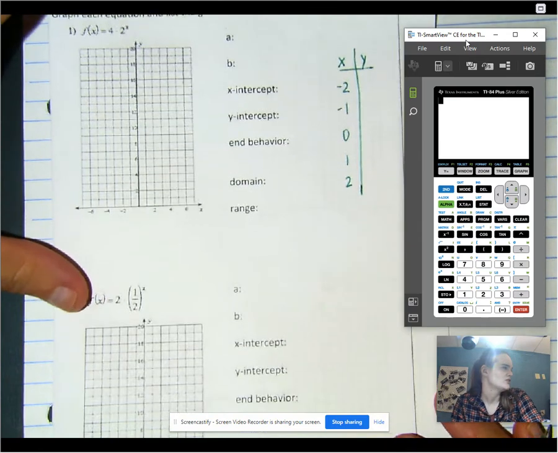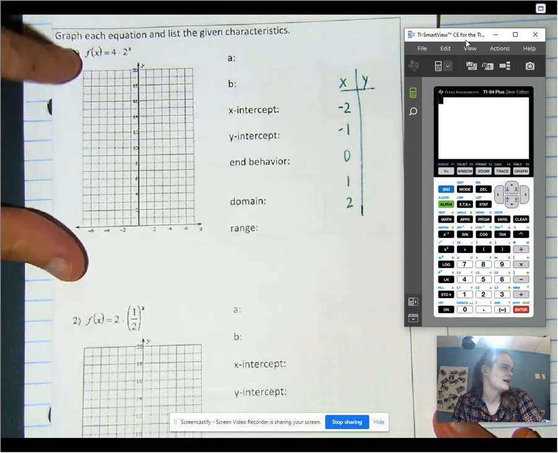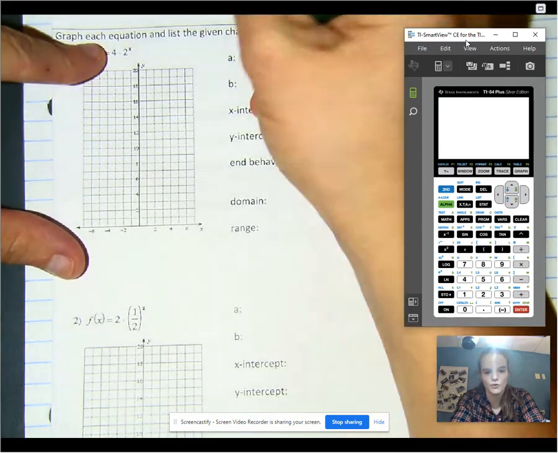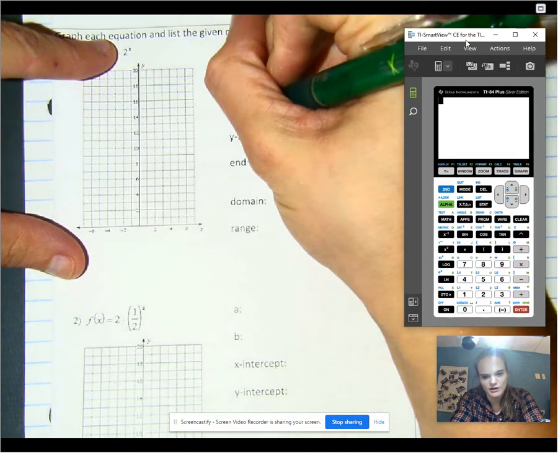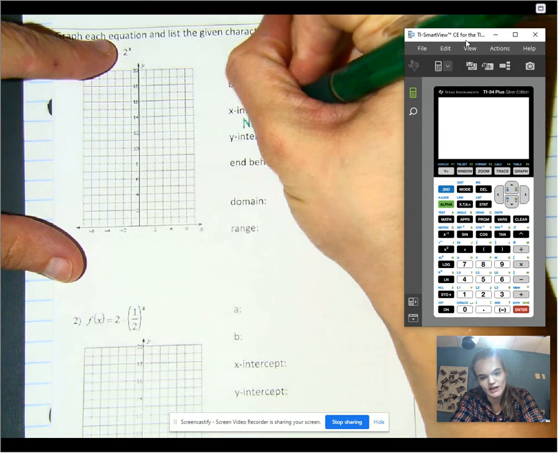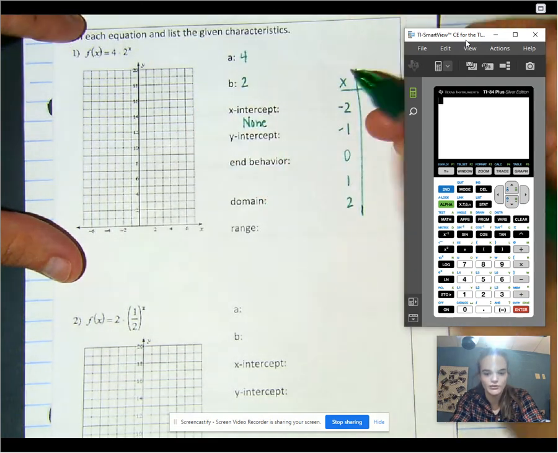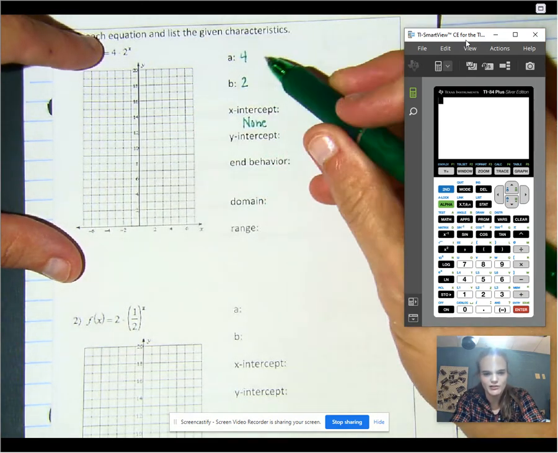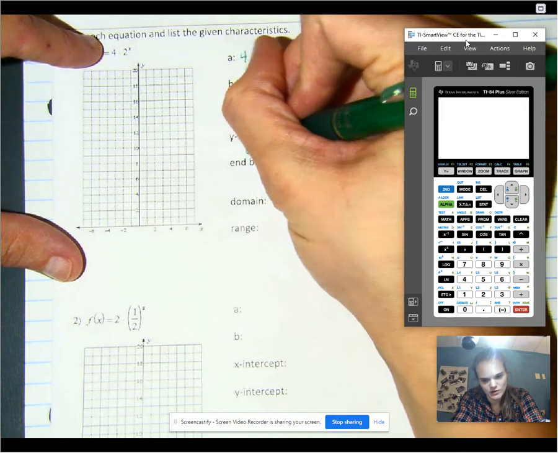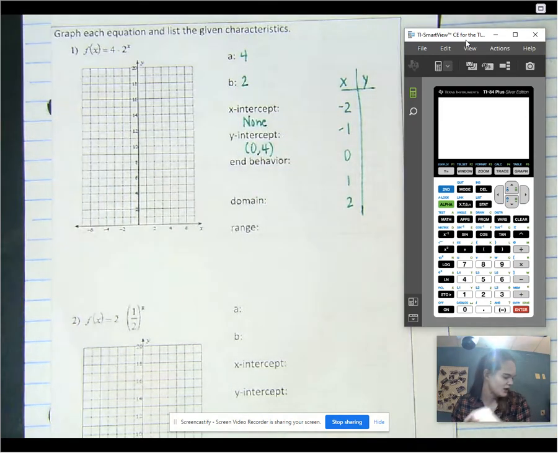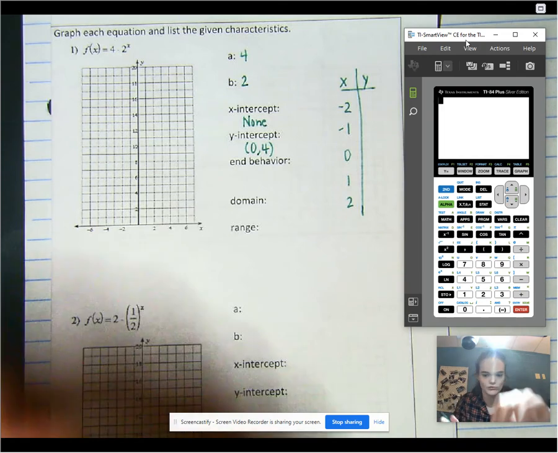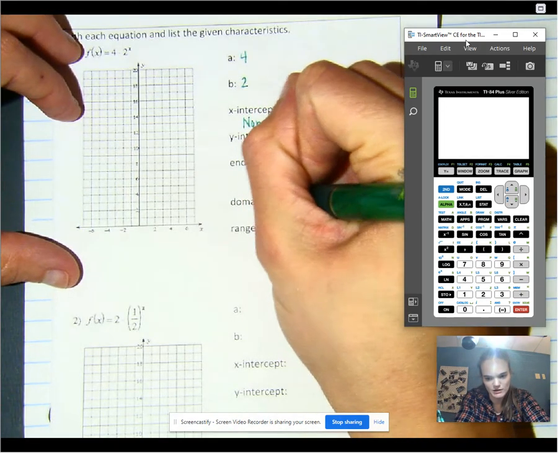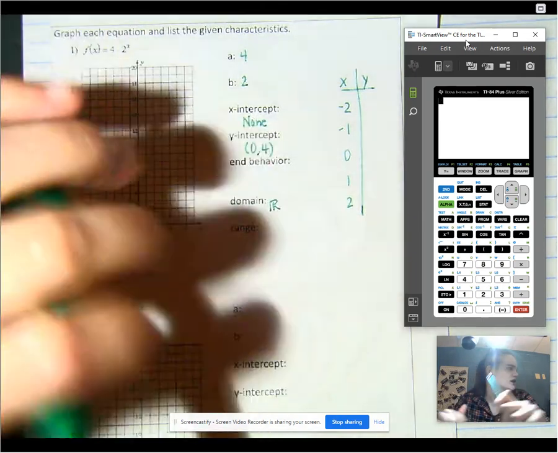All right. So just like yesterday, first I'm going to identify A. A is the first value, 4. B is 2. The x-intercept is always, well, not always, is none if it's not plus or minus. The y-intercept is A, (0, 4). End behavior, I'll have to determine. Domain will be all real numbers. Range, I'll have to determine. Okay, so let's get it graphed.